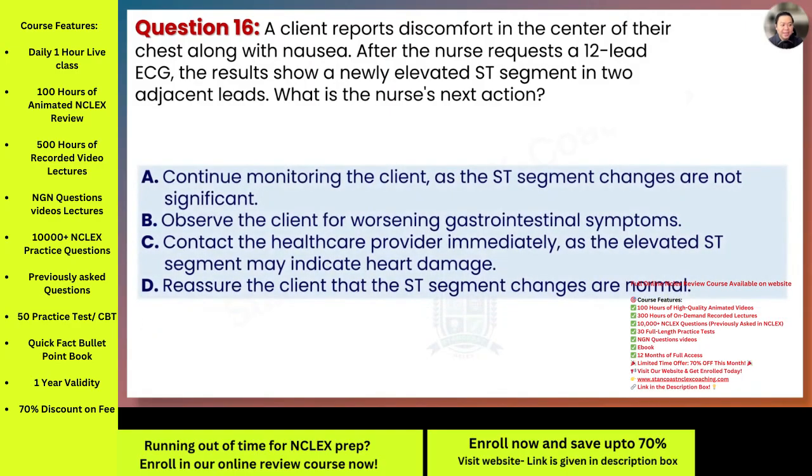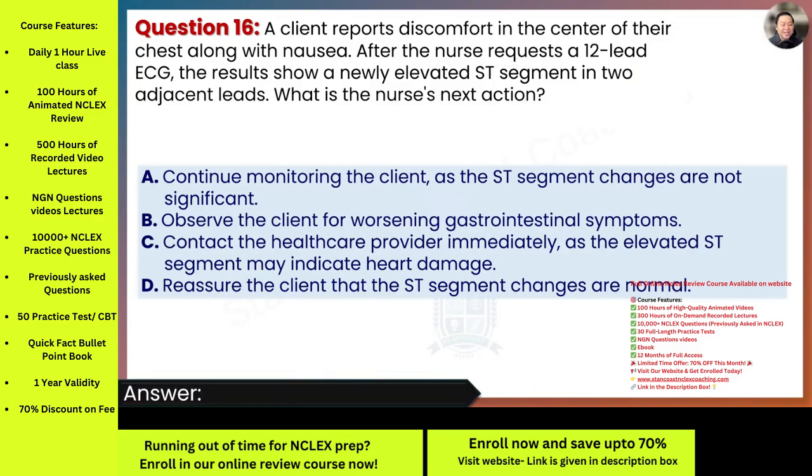Options. A. Continue monitoring the client as the ST segment changes are not significant. B. Observe the client for worsening gastrointestinal symptoms. C. Contact the healthcare provider immediately as the elevated ST segment may indicate heart damage. D. Reassure the client that the ST segment changes are normal. The correct answer here is letter C.